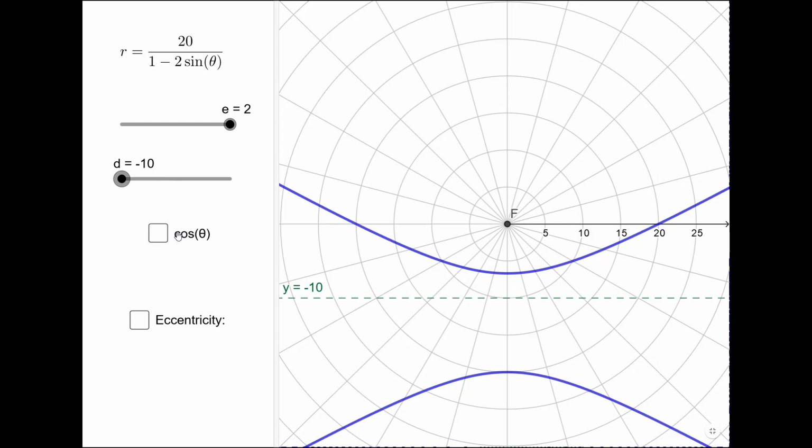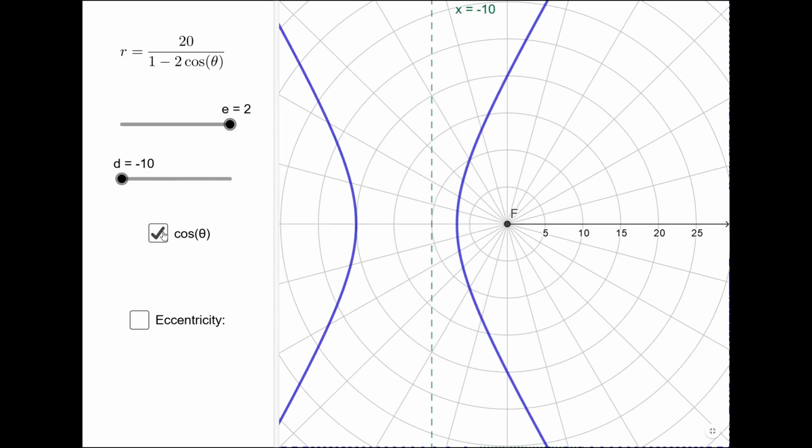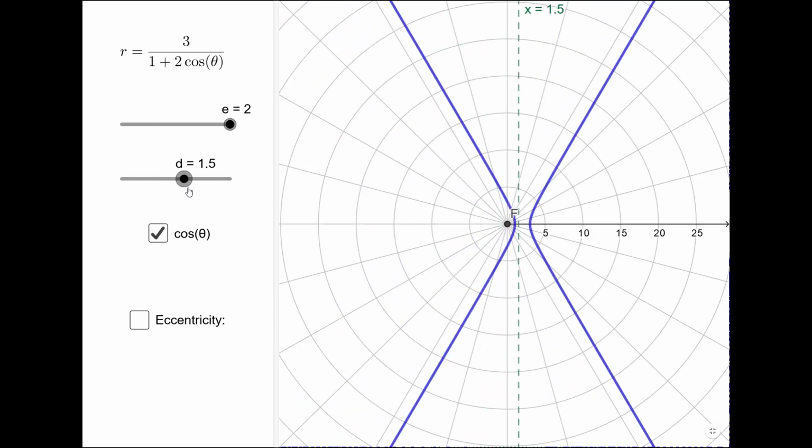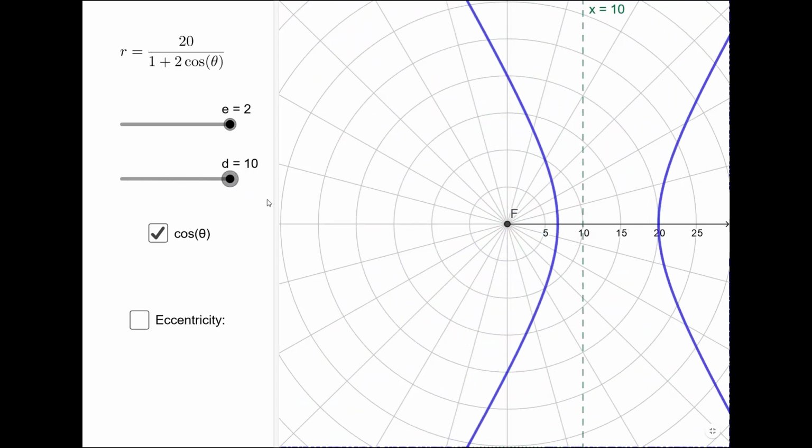Okay. So what happens if we go to cosine? If the directrix is negative, that means the graph opens to the right around the focus, and then that second half will open to the left. But that primary one that goes around the origin curves to the right. We have an x equals for our directrix, and then if we made the directrix positive, notice it just shifts the graph now to the right side.